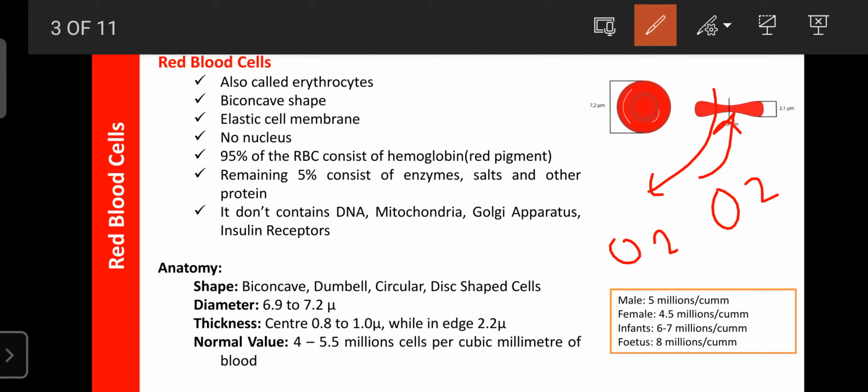And RBC do not contain DNA because there is no nucleus. Due to lack of nucleus, DNA is not present, because you already know that DNA is mainly present in the nucleus, along with the chromosomes and nucleoli, and is involved in taking decisions regarding protein synthesis. But DNA is absent, and mitochondria are also not present in the RBC. It means in RBC the ATP is not stored.